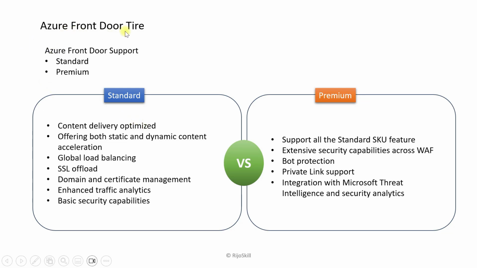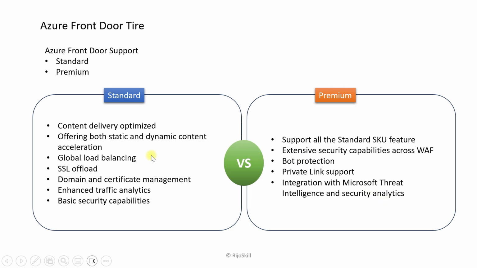So here you can see Azure Front Door tier. They support standard and premium. So what is the standard tier? Content delivery optimization, offering both static and dynamic content acceleration, global load balancing, SSL offload, domain and certificate management, enhanced traffic analysis, and basic security capability. So all this is supported in your standard tier. The premium tier supports everything available in the standard tier, but you get additional extensive security capability of WAF, web application firewall, and bot protection, and also Private Link support and integration with Microsoft Threat Intelligence and security analysis.